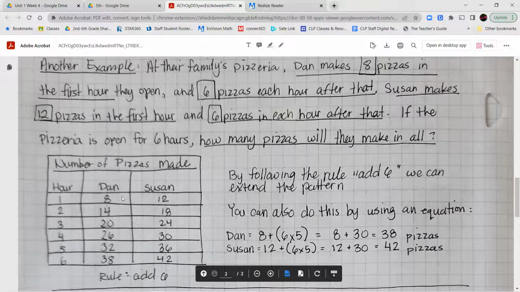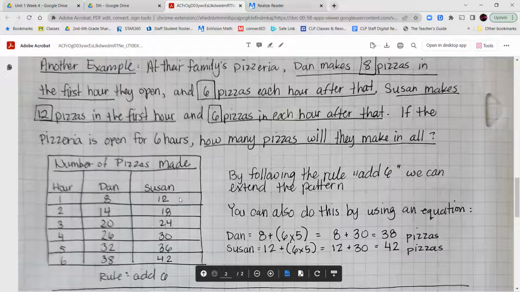So during hour 1, Dan has made 8 pizzas and Susan has made 12. So let's add these. So after 2 hours, now we're going to add 6. 8 plus 6 gave us 14, plus another 6 gave us 20, plus another 6 gave us 26, and then 32 and 38 for Dan. So by the end of the 6-hour day, he would have made 38 pizzas.